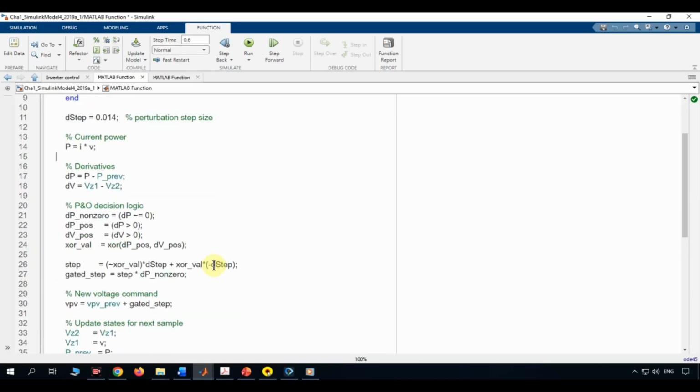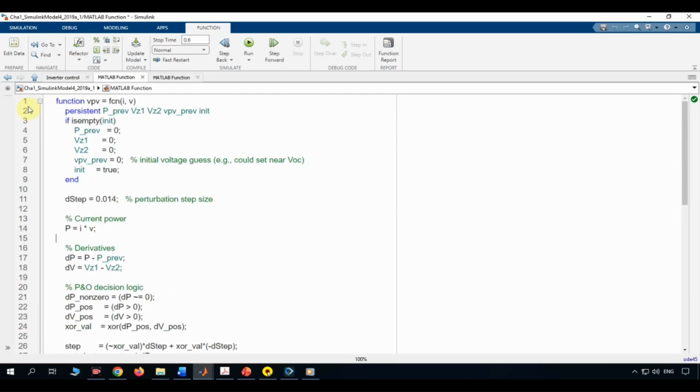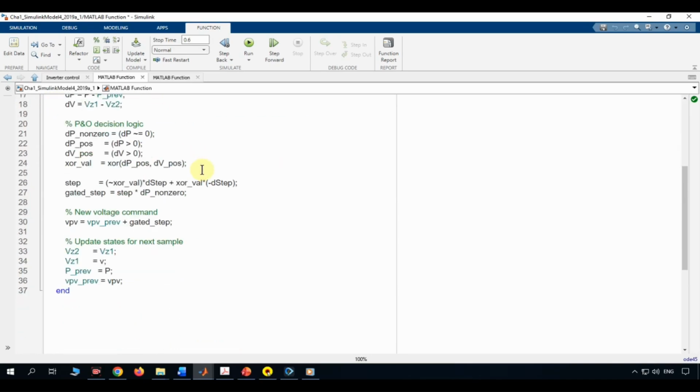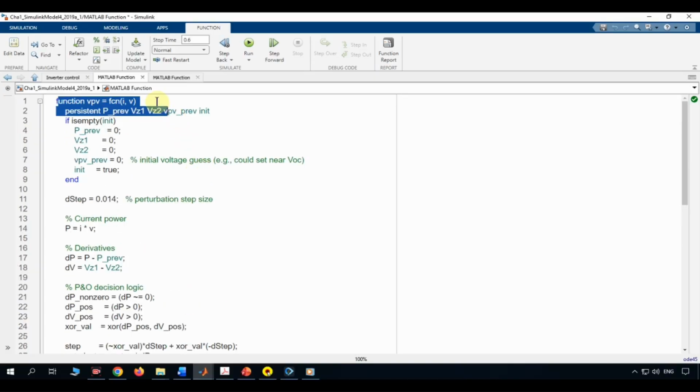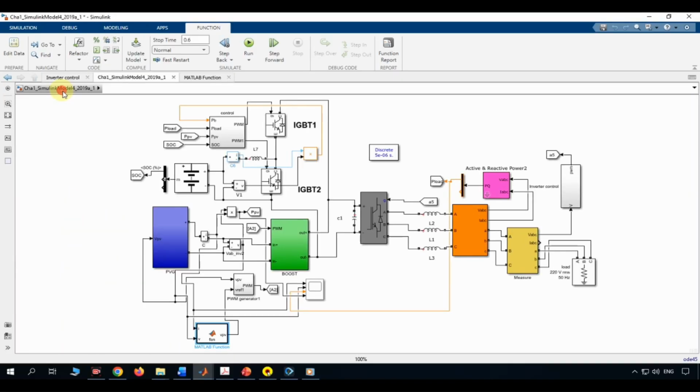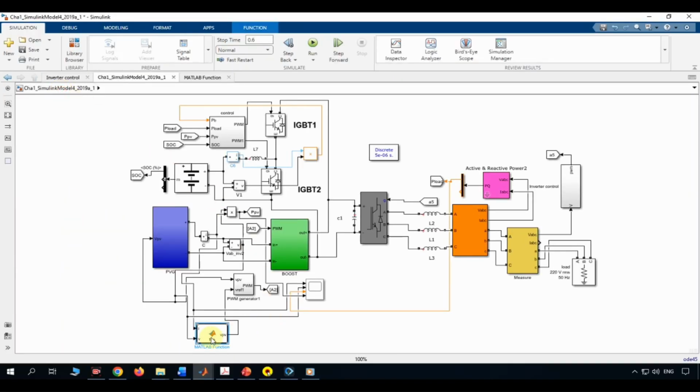In short, every time step, this function asks, did nudging the voltage last time increase power? If yes, nudge the same way again. If no, nudge the other way. Over many steps, this hunts the panel's voltage toward whatever point maximizes power output, automatically adapting as sunlight or temperature changes.